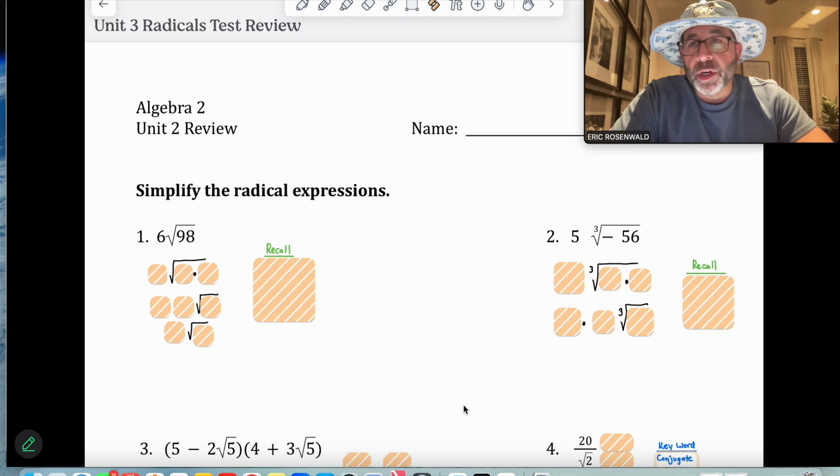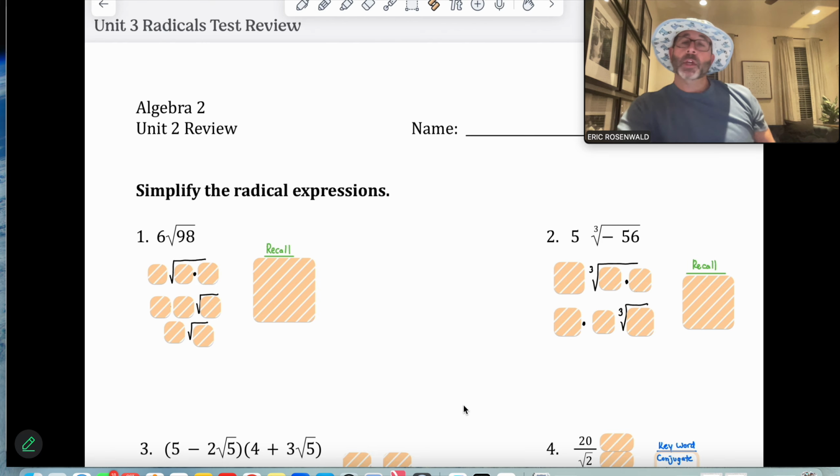Rosenwald here, working with our Unit 3 Radicals test review. This is going to be the one that we're dealing with coming up here shortly on radicals. So let's jump right in.